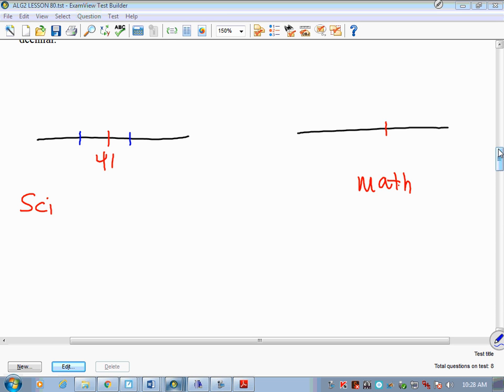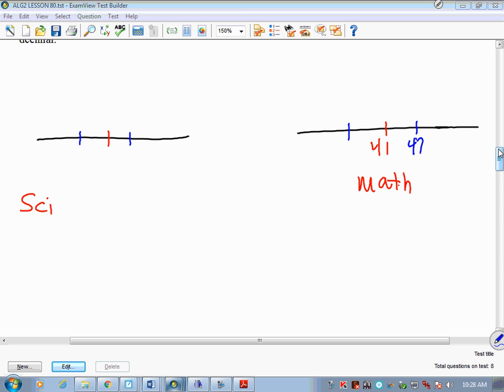Oh, okay. So we're getting math and science confused then, right? All right, well, let's start. Which one comes first, math or science? Math. So let's start with math, okay? 41, right? And with a standard deviation of what? 6. So my standard, or my 68 is what?